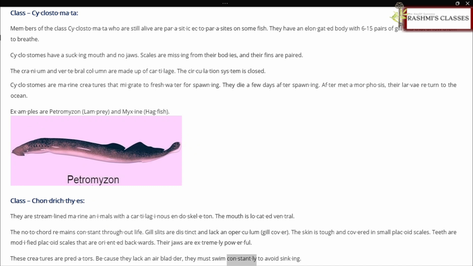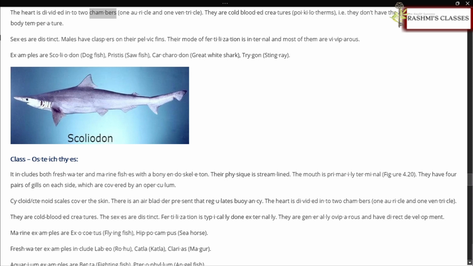The heart is divided into two chambers, one auricle and one ventricle. They are cold-blooded creatures, poikilotherms, i.e. they don't have the ability to control their body temperature. Sexes are distinct. Males have claspers on their pelvic fins. Their mode of fertilization is internal and most of them are viviparous. Examples are Scoliodon, dogfish, Pristis, sawfish, Carcharodon, great white shark, Trygon, stingray.